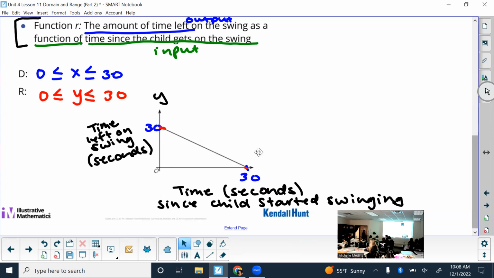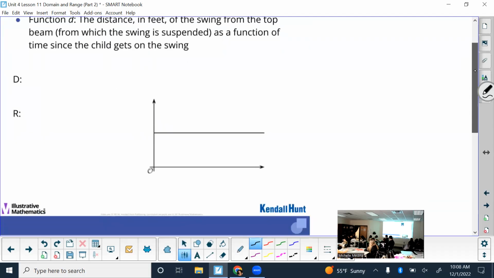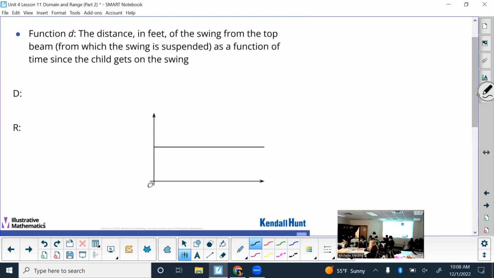All right. So now next one. Function D, distance in feet of the swing from the top beam from which the swing is suspended as a function of time since the child gets on the swing. So then table 7, what goes on the bottom here for the X? Yep, time, what unit? Good. How long does she spend on the swing at most? So we're also gonna have our highest X be the 30 seconds.